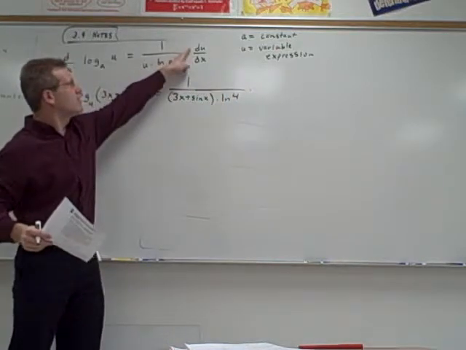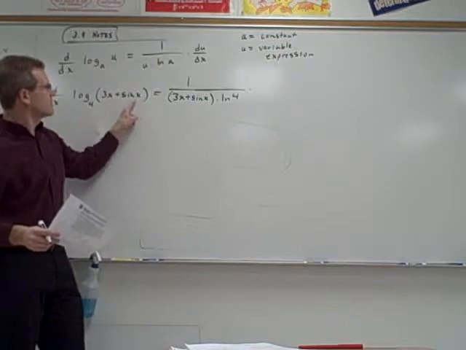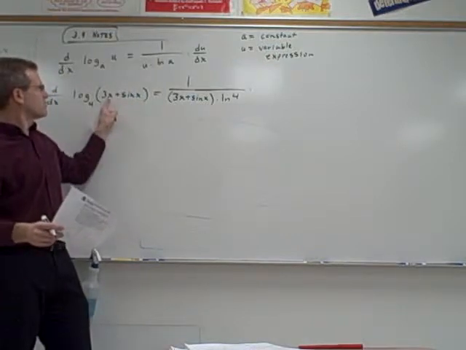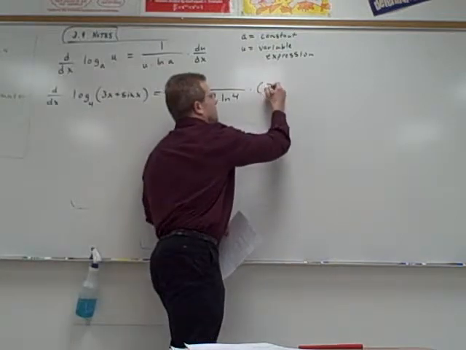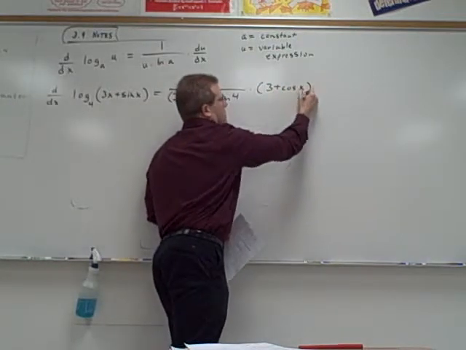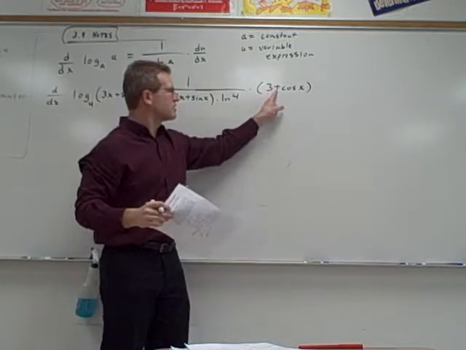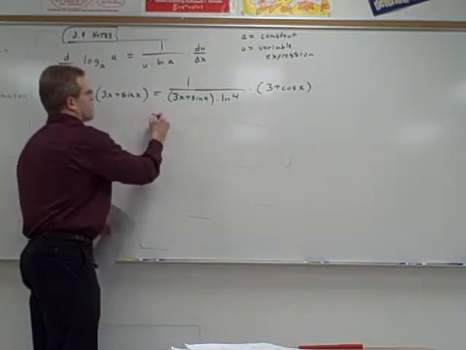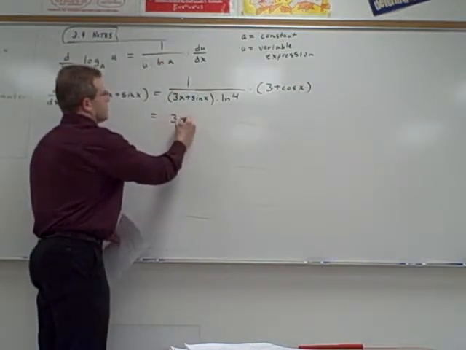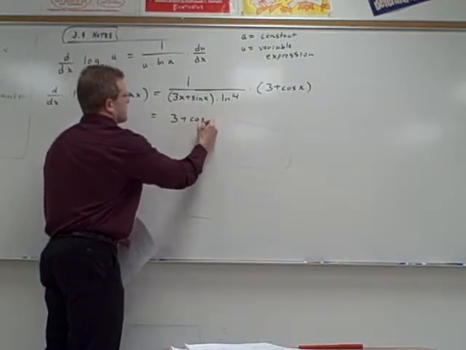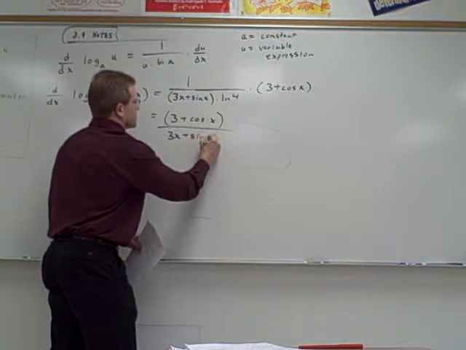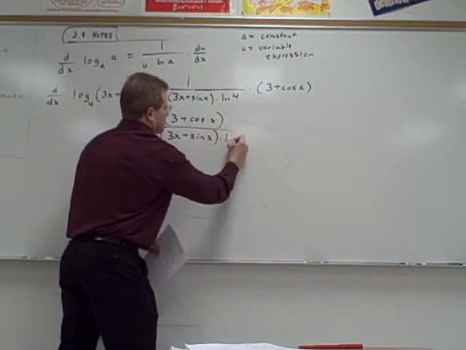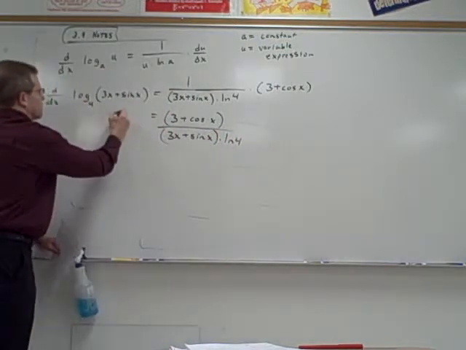Then times the derivative of u. U is whatever's in this parenthesis. So the derivative of u would be 3 plus cosine of x. And you notice that when I hook on that derivative, I put it in parentheses if there's a plus like that. So you might rewrite this as 3 plus cosine of x over 3x plus sine of x times the natural log of 4. That would be your derivative.